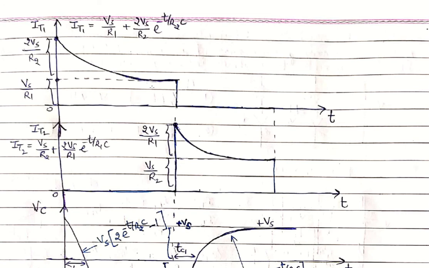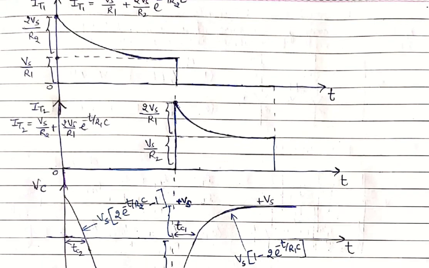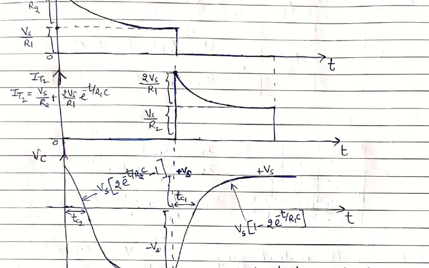So this is the IT1 expression, and after this T2 will be conducting, so this current will go to 0 from this Vs divided by R1 level. And the IT2 expression is similar to the case of IT1, so it will achieve a level of Vs divided by R2 at steady state, and after that it will become 0, and again after this T1 will come into the picture, and it will charge in the same profile.